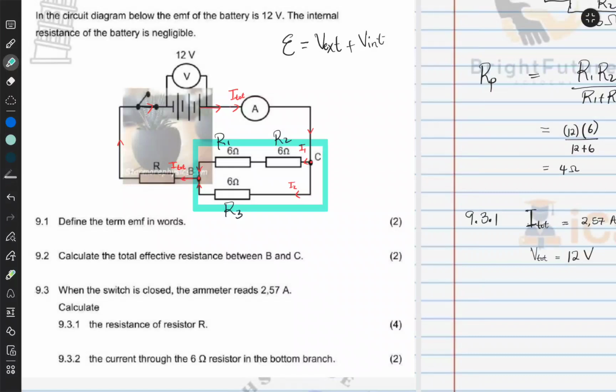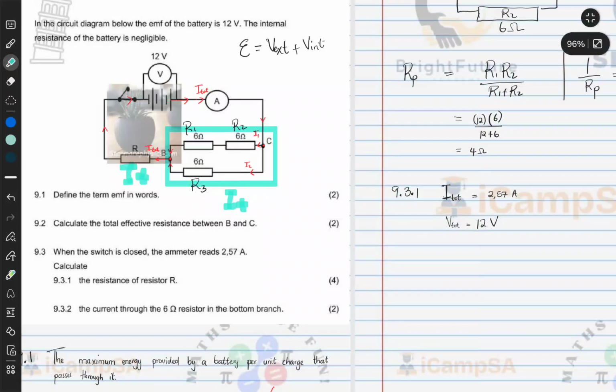So what that means is I total here and I total there will be the same. So I can find what voltage is at the parallel combination, and then I can subtract it from the 12, and the remaining goes to R. Then I can use that remaining voltage and I total to find the value of R. That's another way, but I'll choose the simplest one, which is the first one that I stated.